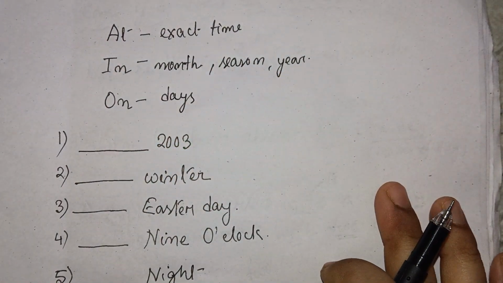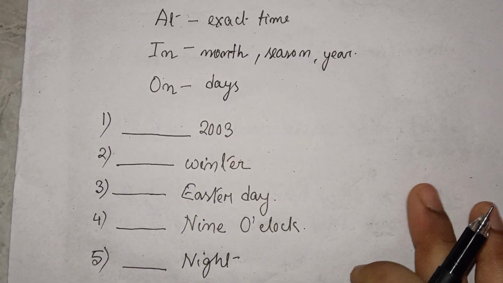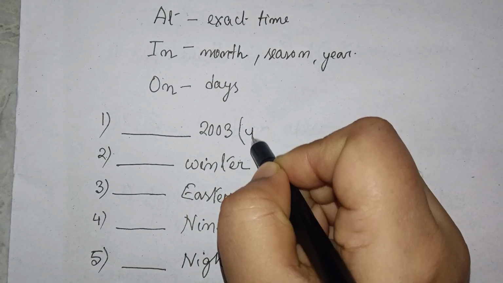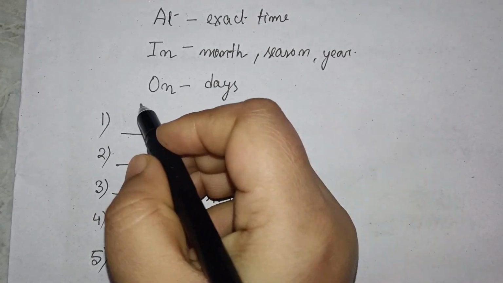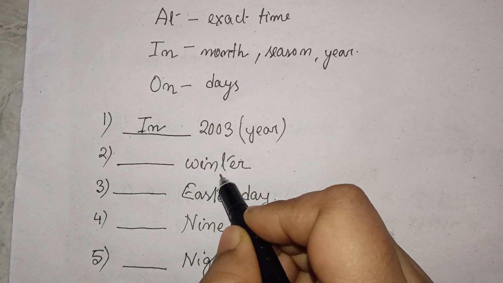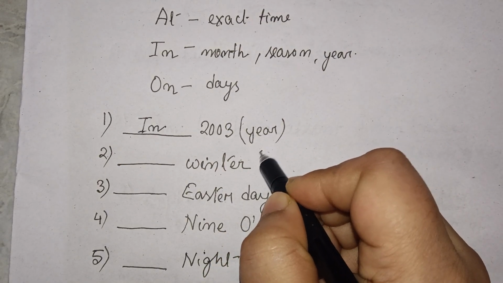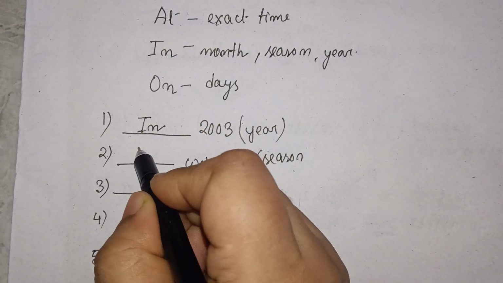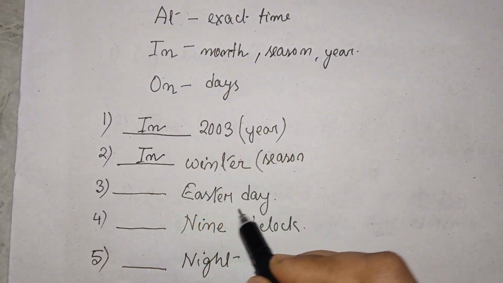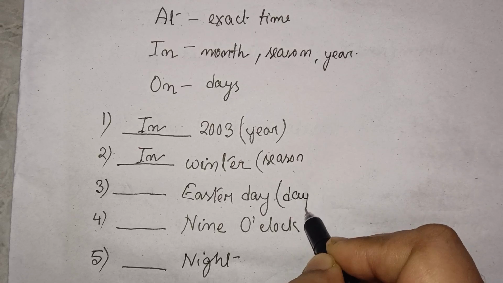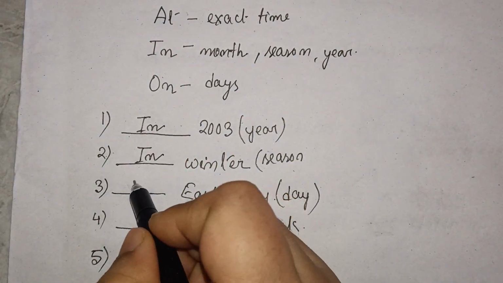The first one is dash 2023. So 2023 is a year. So we'll write here in 2023. The next one is winter. We talk about season. So when it comes to season, we write in. Easter day. So we are talking about a day. So when we talk about day, we use on.